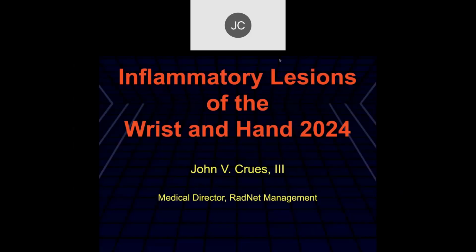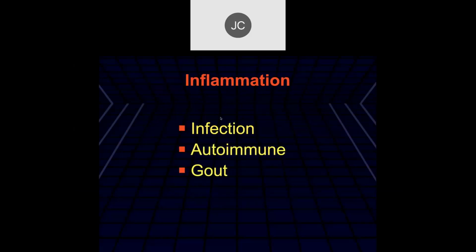So let's move on to inflammatory lesions of the wrist and hand. We'll talk about infections, autoimmune disease, gout, and some other topics.